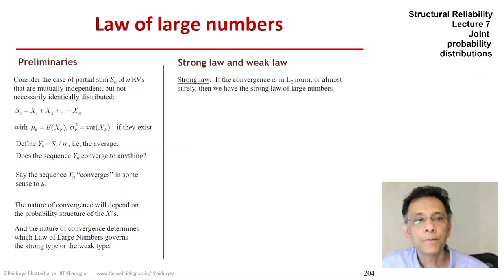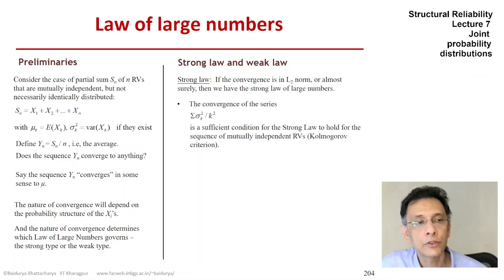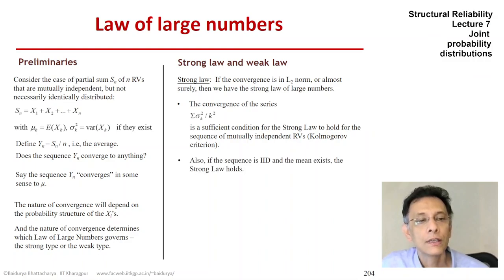Now there are two very useful sufficient conditions for the strong law. The first one is the Kolmogorov criterion, and the second one is that the sequence has to be IID, and the mean must exist, which is common for all the random variables. Then the strong law of large numbers would hold.